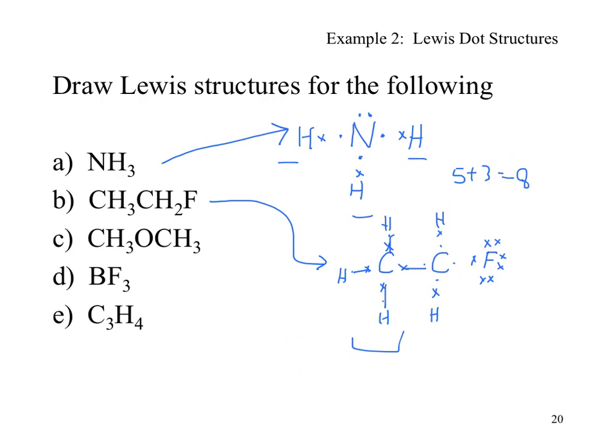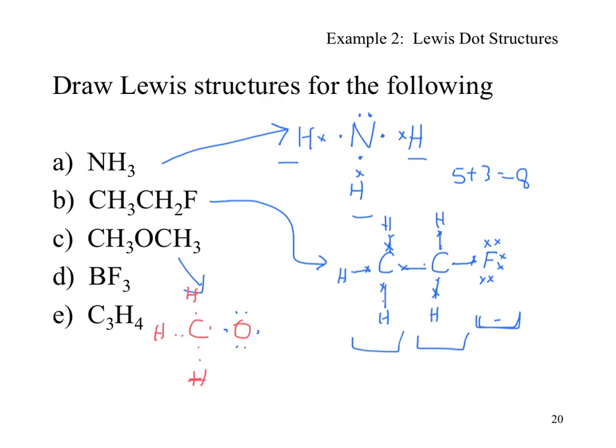That gives you a complete octet for this carbon. Likewise, you will get a complete octet for the second carbon as well, and for the fluorine atom. So that will be CH3CH2F. Let's try to get CH3OCH3. So we have a carbon, and it's going to be connected to three different hydrogen atoms, and the fourth electron of carbon is going to be connected to oxygen, which has 6 electrons with it.